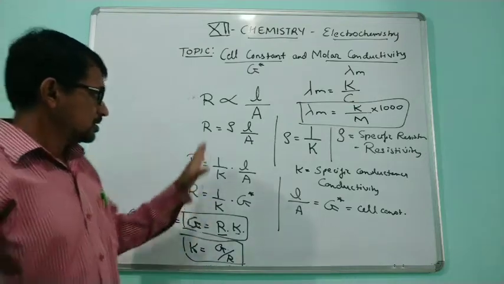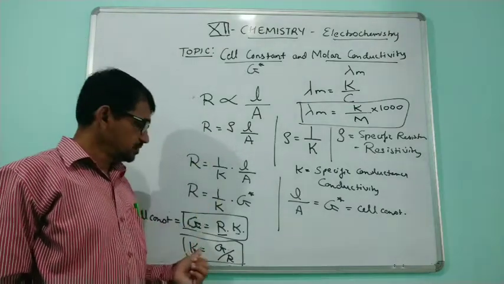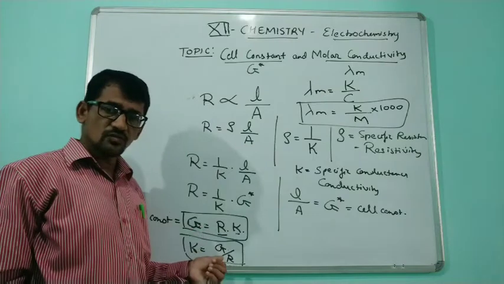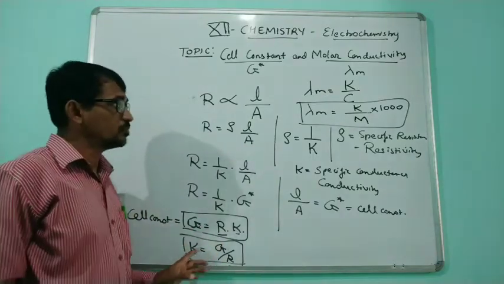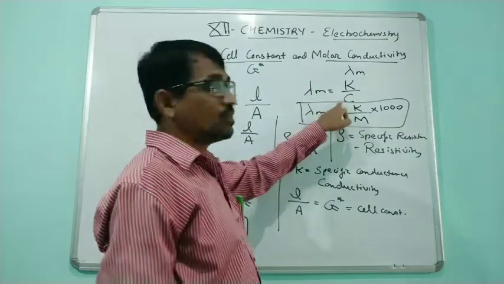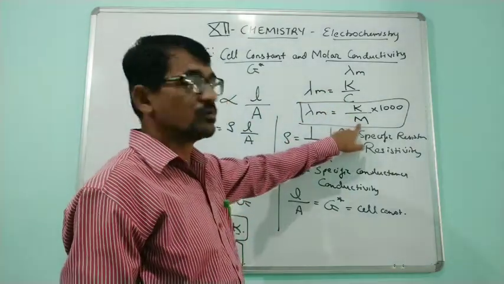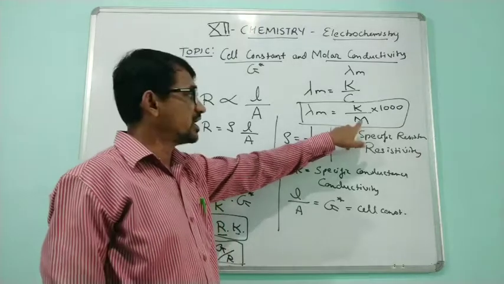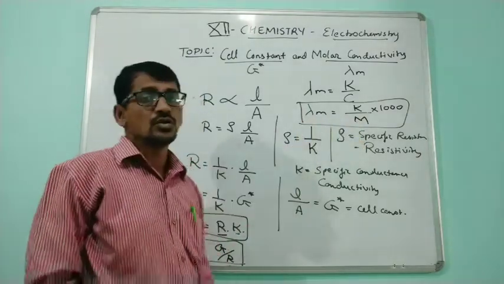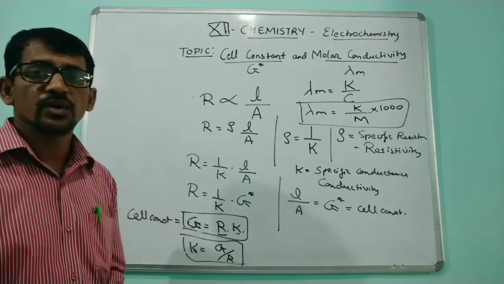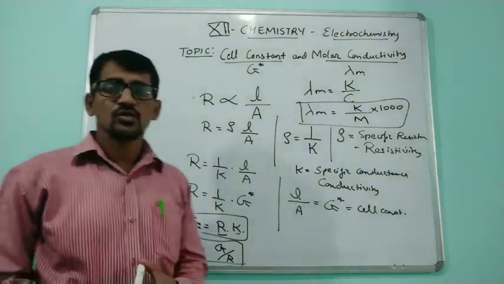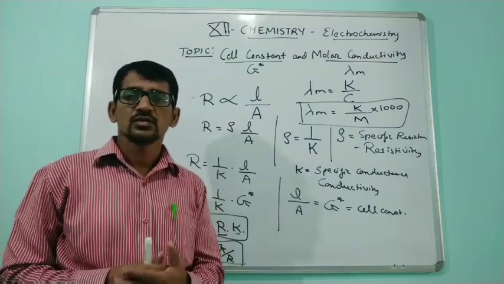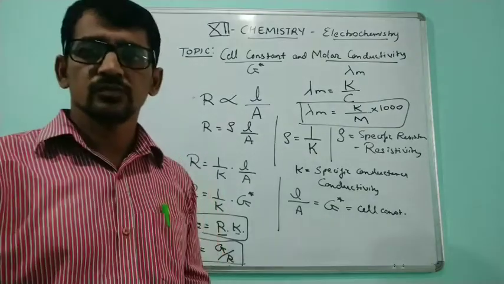By this method you can find the resistance from the Wheatstone bridge. You put in the cell constant, that is L by A, and find kappa. If kappa is known, then you divide by concentration. Concentration is nothing but molarity, where M is the molar. From that we can find the molar conductivity of the particular cell. Try to write this in your notebook and try to solve the sums. They are given in your text. Okay? Thank you.